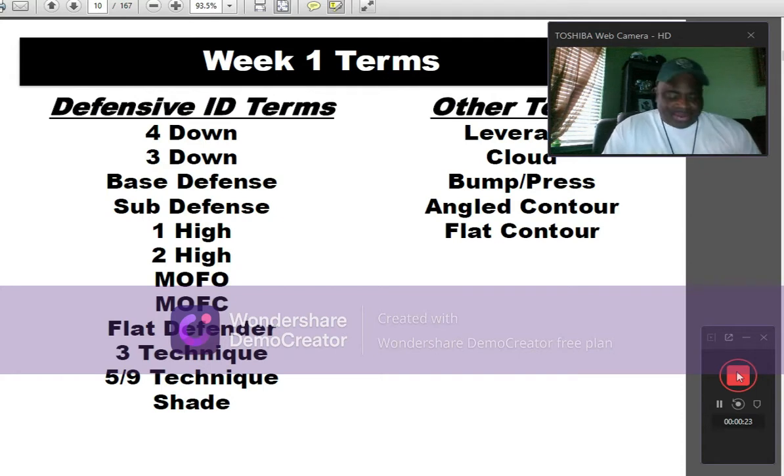You have to ID some of the terms, like what is fourth down, third down, base defense, sub defense, one high, two high, middle of the field open, middle of the field closed. What are the flat defenders? The 3 techniques, the 5 or the 9 techniques. What is a shade? What is leverage? What is cloud? What is a bump, press, angle, contour, and flat? So you have to understand all of that. If you're going to deploy a defense, you've got to understand what these terminologies mean, so when you're teaching the defense, you can tell your people or your kids.